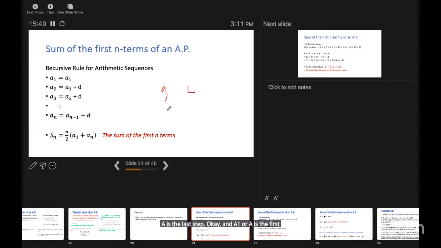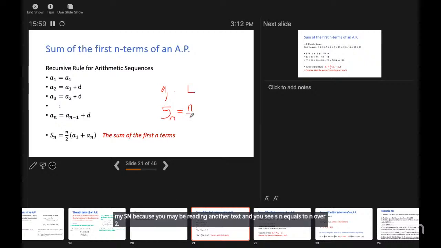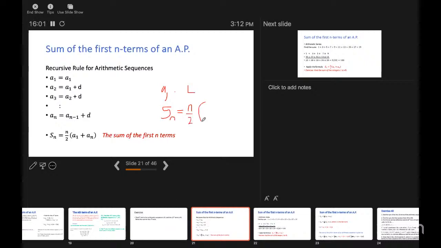You may be reading another text and you see Sn equals n over 2 brackets A, the first term of your sequence, plus L, which is the last term of your sequence. So you can use that formula for the sum of the sequence.